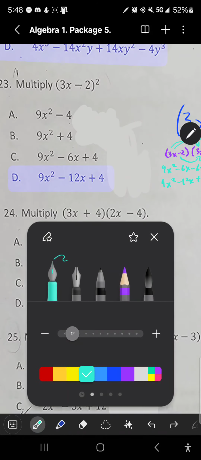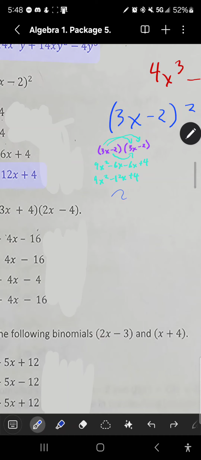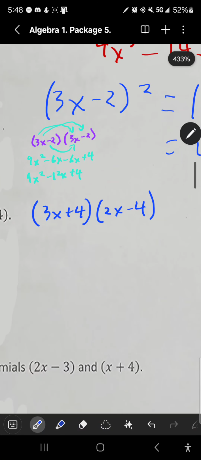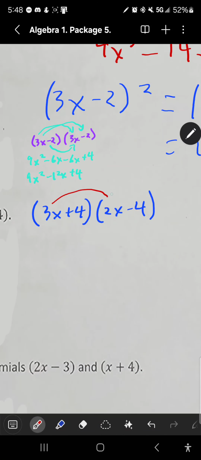Now let's multiply this one. So it will be 3x plus 4 times 2x minus 4. And let's see. So 3x times 2x, so 3 times 2 is 6, x times x, x squared.